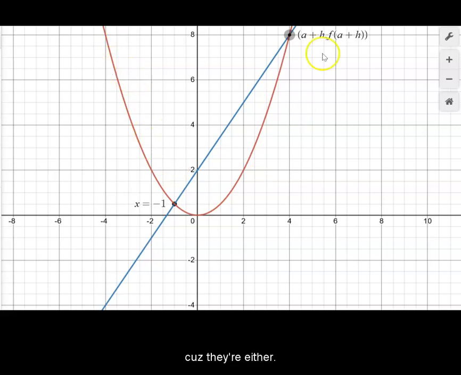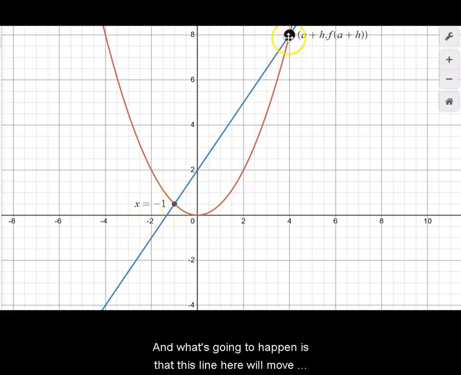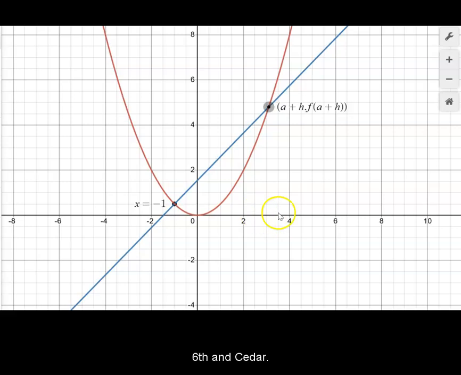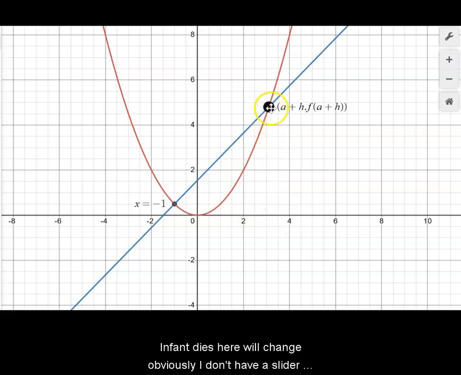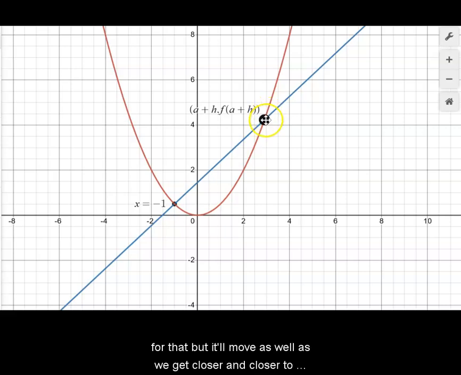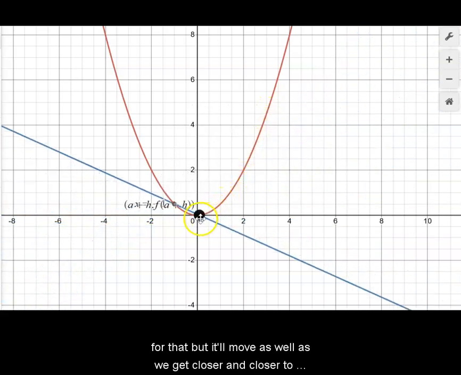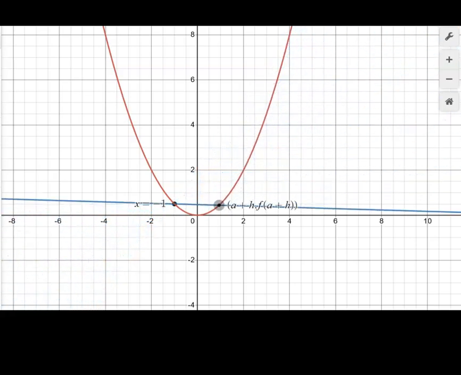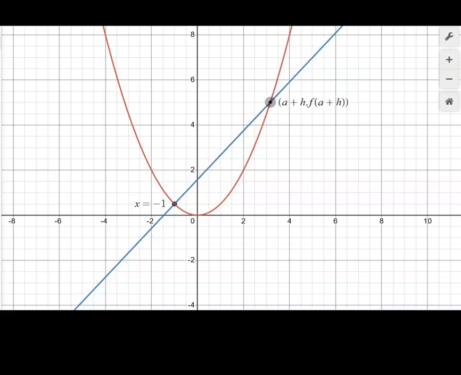So here we have a function, another quadratic because they're easy. Here we have a secant line. We're going to hold one point fixed, and what's going to happen is that this line here will move along my curve. So you can see that the input values here will change, obviously. I don't have a slider for that, but it'll move as well as we get closer and closer to our point. And as we move to a tangent line, we have just a single line there. So here, if we draw this as an animation, until we get to a single point.